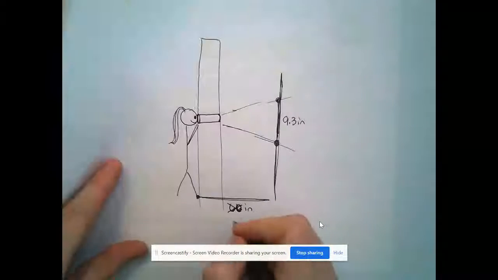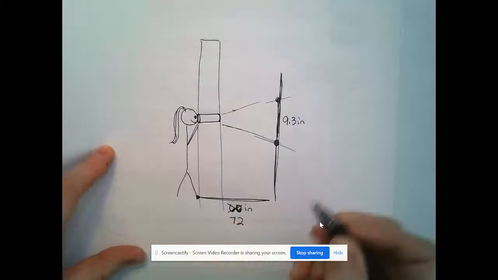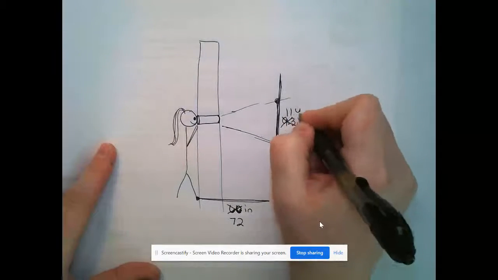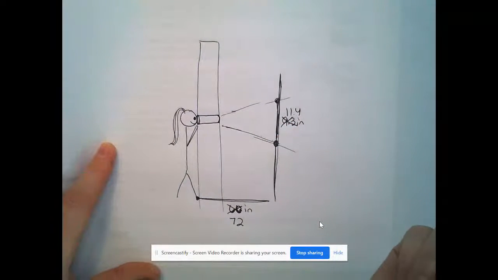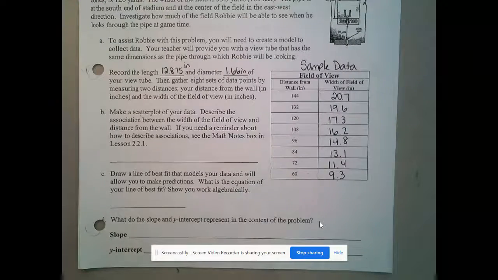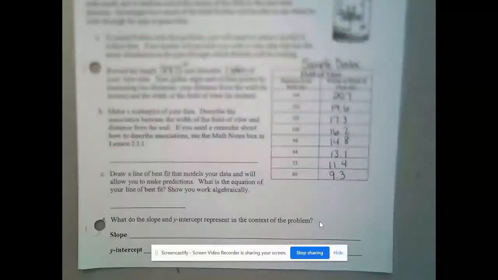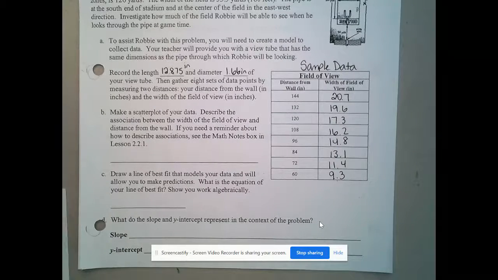And as they walked backward, let's say we go back to being 72 inches from the wall, the 9.3 inches wide that they could see went up to 11.4 inches wide. So every time they stepped back, what they could see was a wider and wider field of view. So this was all the data that we had collected. And it says, make a scatter plot of your data. Describe the association between the width of the field of view and the distance from the wall. If you need a reminder about how to describe associations, there was a good math notes box in lesson 221.